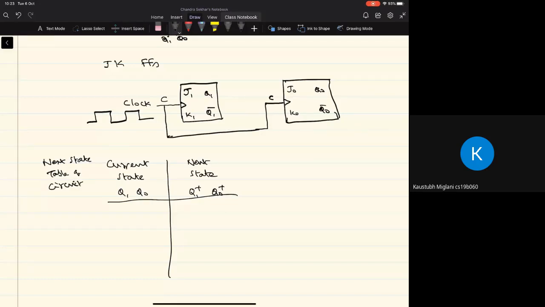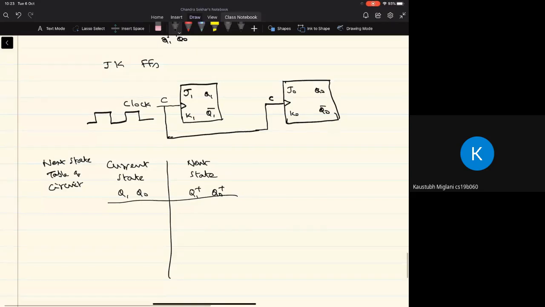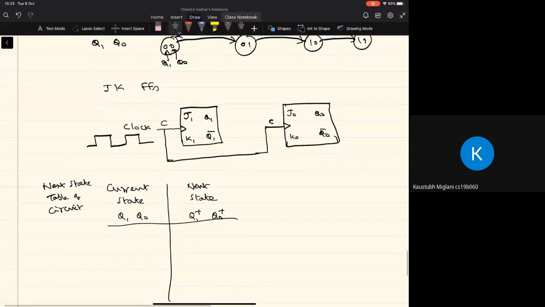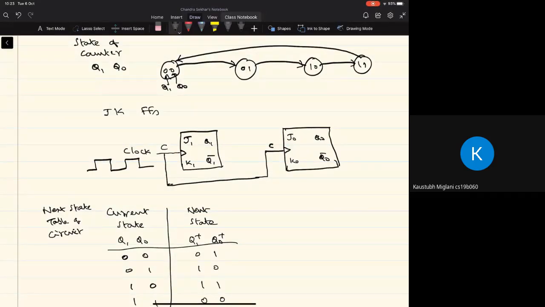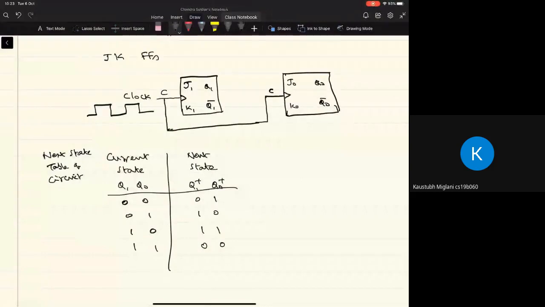Right? How do you get this next state table of the circuit? Actually, it's very simple. It follows the state transition diagram, right? So when the current state is 0, 0, what is the next state? It is 0, 1. When the current state is 0, 1, the next state is 1, 0. When the current state is 1, 0, it is 1, 1. When the current state is 1, 1, the next state is actually 0, 0, because as you see here from the state transition diagram, if the clock pulse comes, it will go to the 0, 0 state, right? So it's very easy to get this next state table from the state transition diagram.